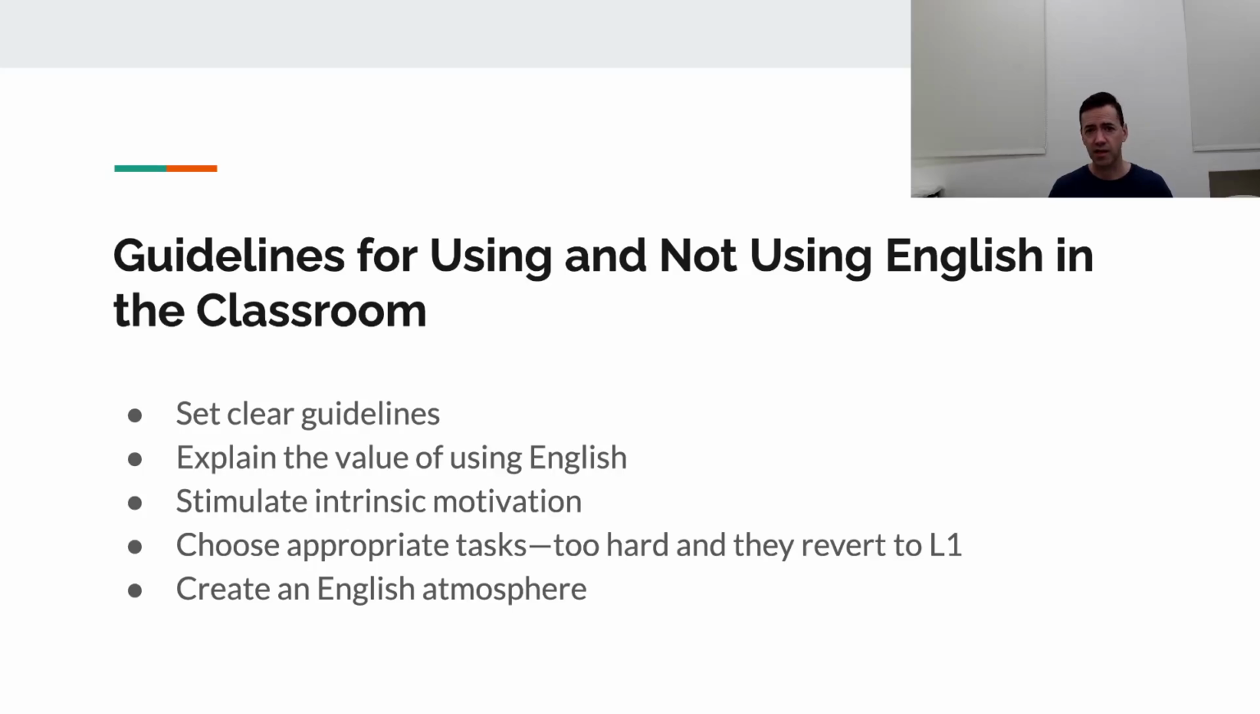So give them guidelines. They want to go to the bathroom, let them ask in English. They want to put their book away, they've got to ask in English. Give them these kinds of guidelines. But tell them why. Tell them what the value is. Why is it good for them to use English all the time? Try to stimulate their intrinsic motivation. Choose appropriate tasks. If it's too hard and they feel like it's a major struggle for them to use English, they'll just revert back to Chinese.